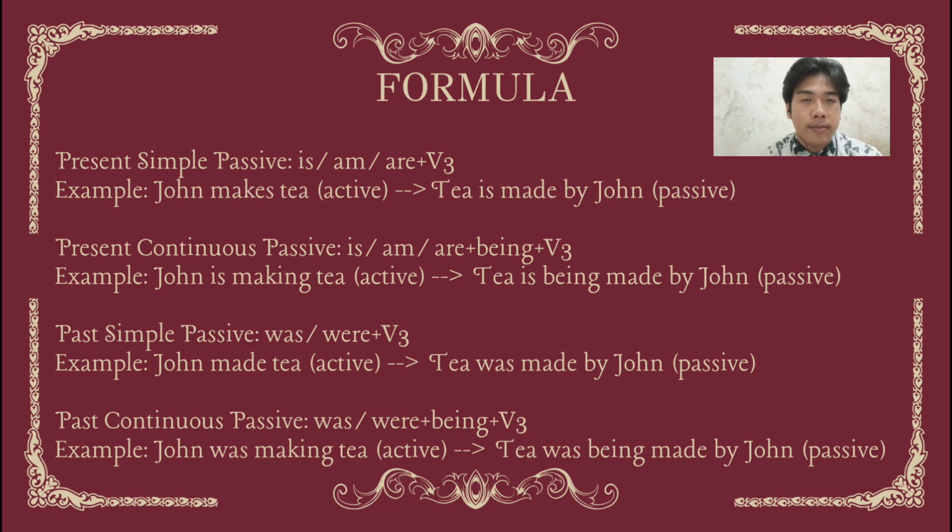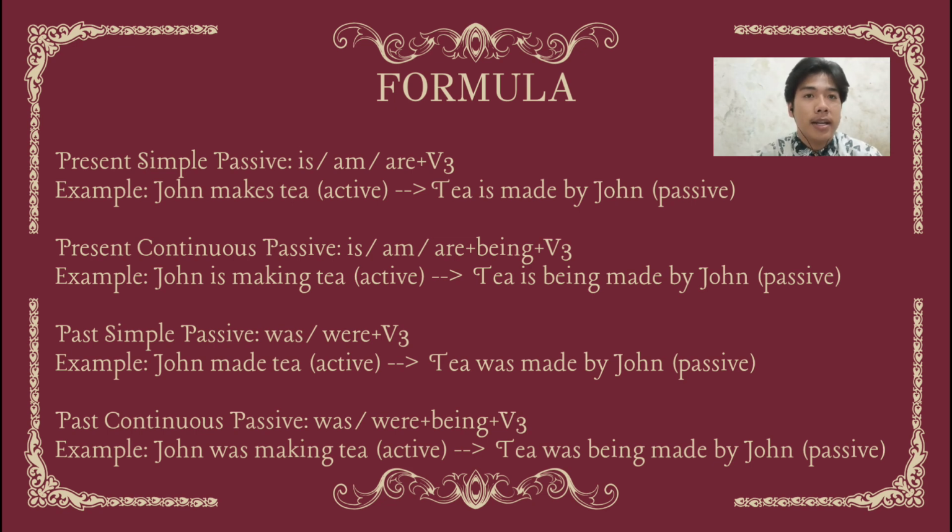Number two is present continuous passive. The formula is: to be (is, am, or are) plus being plus verb 3. For example, John is making tea. For the passive, it becomes: tea is being made by John.